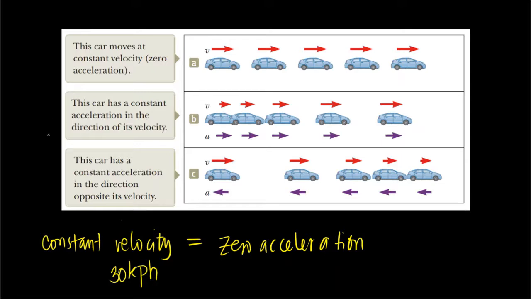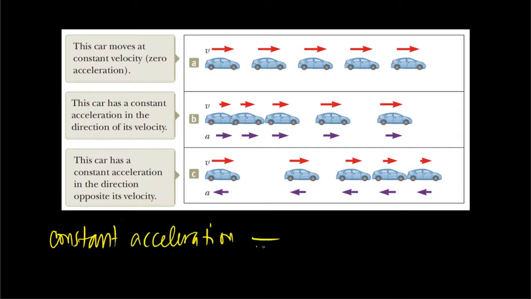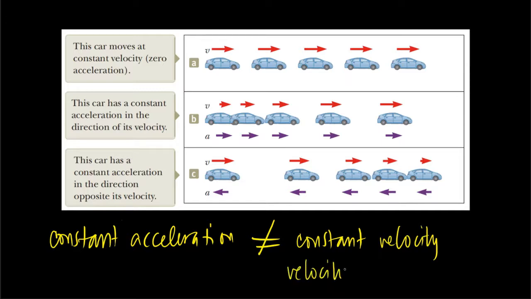We have another two things here to consider. So, the car has constant acceleration in the direction of its velocity. So, if your acceleration is constant, your velocity is not anymore constant. Or, let's erase this. Okay. So, constant acceleration does not mean constant velocity. Because at this point, ang imong velocity is changing.